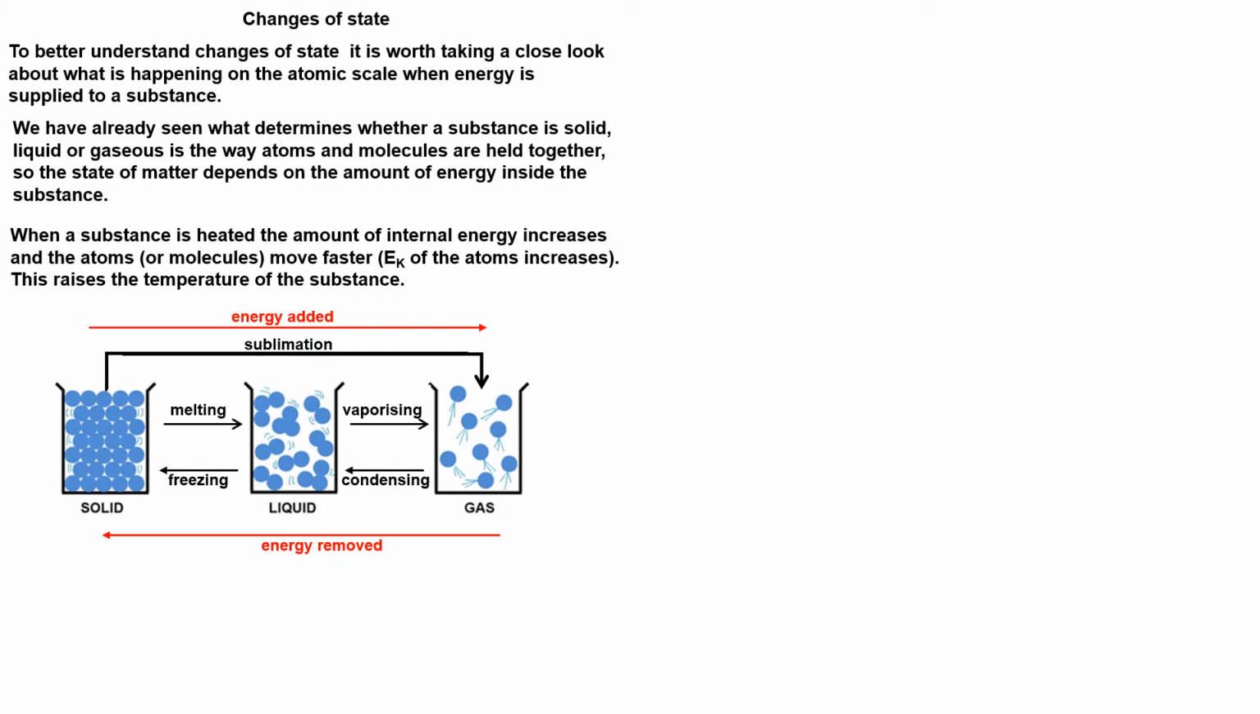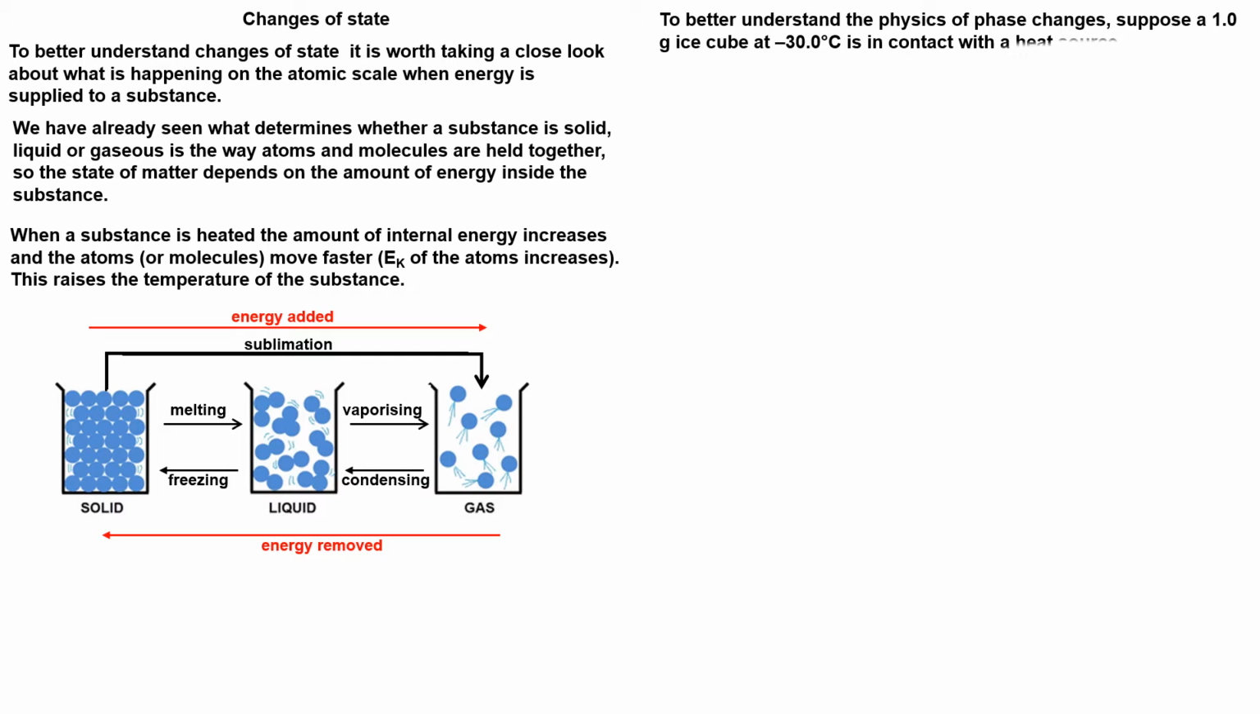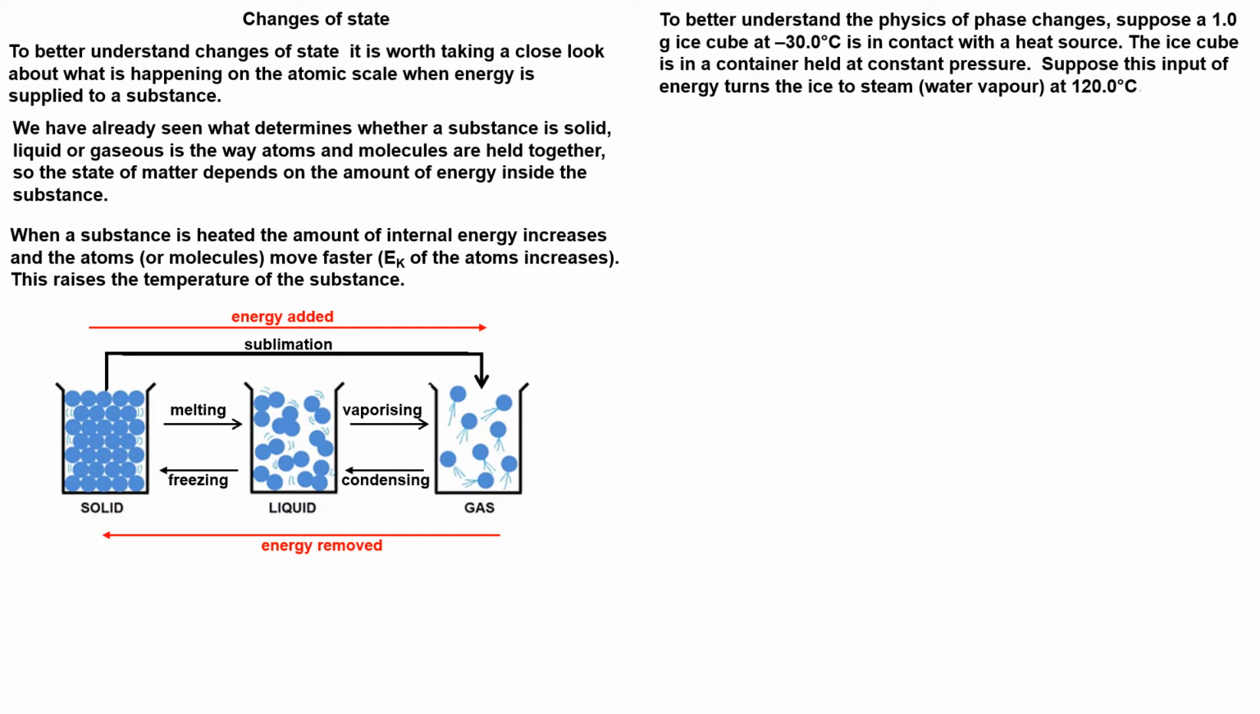A heating curve is a graph showing the temperature of a substance plotted against heat, that is, the amount of energy it has absorbed. To better understand the physics of phase change, suppose a 1 gram ice cube at minus 30 degrees Celsius is in contact with a heat source. The ice cube is in a container held at constant pressure. Suppose this input of energy turns the ice to steam, water vapor, at 120 degrees Celsius. The figure below is a plot of the experimental measurement of temperature as energy is added to the system. We examine each portion of the curve separately.